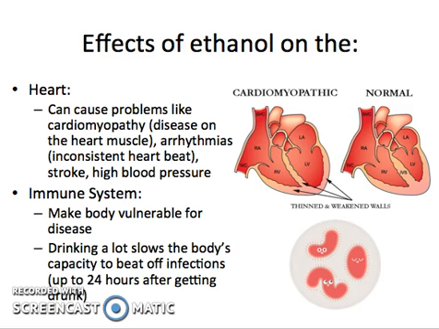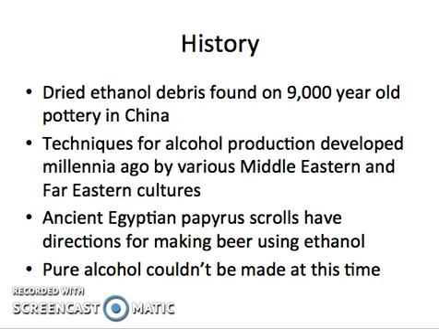And on the immune system, it can make the body more vulnerable to disease. Drinking a lot slows the body's capacity to fight off infections, even up to 24 hours after getting drunk. So daily drinkers or alcoholics are more susceptible to contracting diseases like pneumonia and tuberculosis than people who do not drink as much. So a little bit of history.